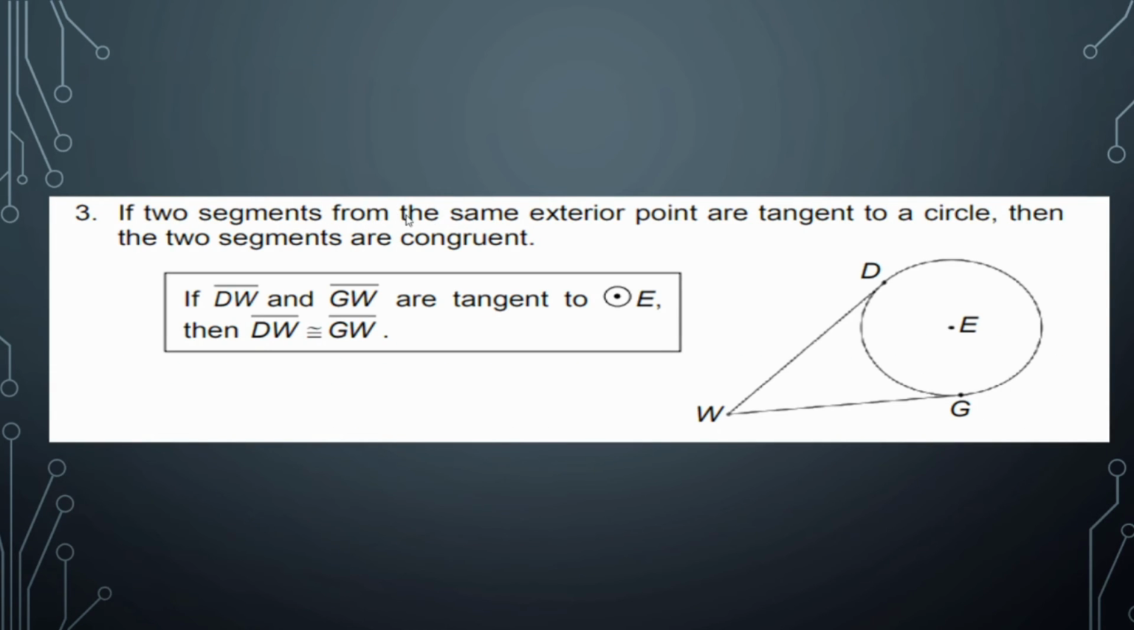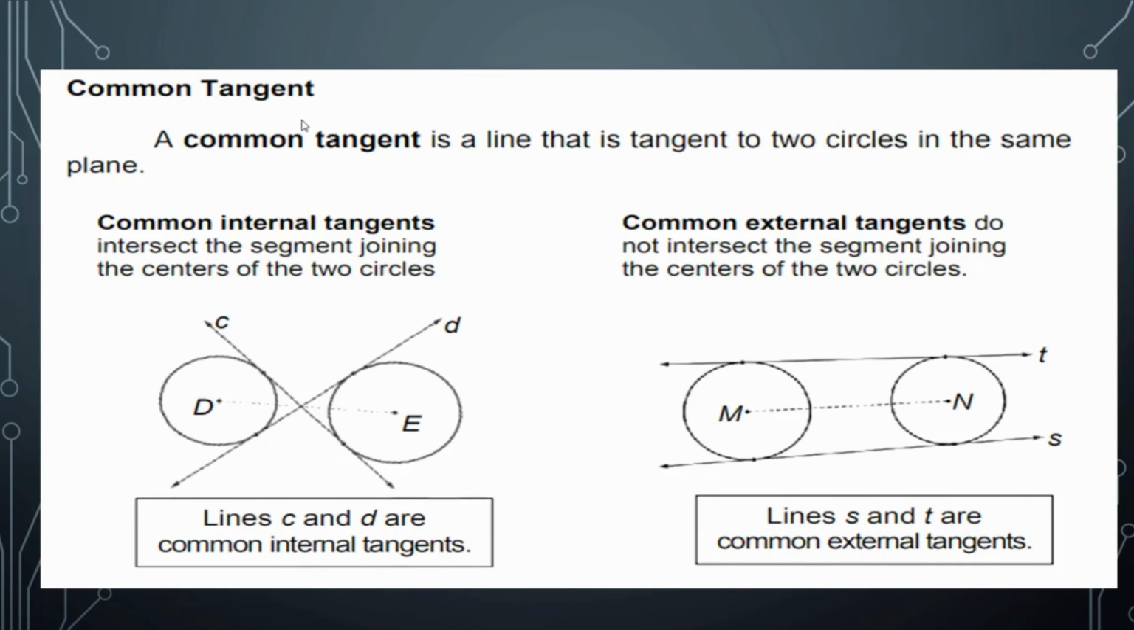So, if two segments from the same exterior point, when you say exterior point, the point is outside the circle, are tangent to a circle, then the two segments are congruent. So, let's look at this. If line segment DW and line segment GW are tangent to circle E, then we have line segment DW congruent to line segment GW. Now, let's have the common tangent.